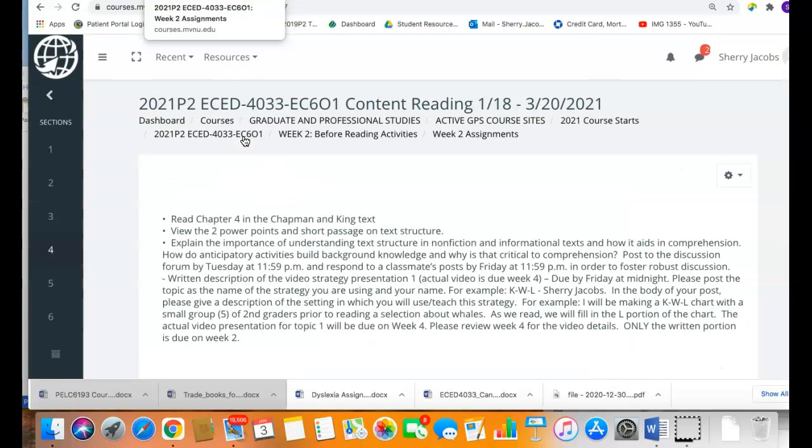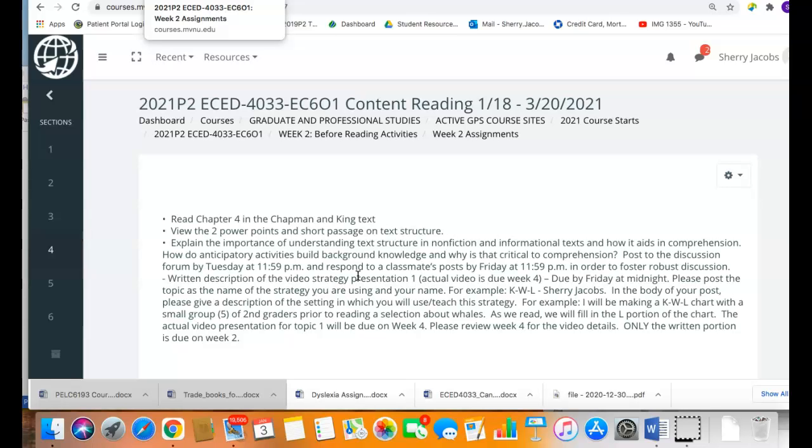And here are our assignments. You're going to be reading Chapter 4 in the Chapman and King text, viewing the 2 PowerPoints, and the short passage on text structure. One of the most important things that we need to keep in mind that makes navigation through nonfiction text in the content areas difficult is a lack of understanding about text structure in those texts. And so you have to be able to understand how to navigate the text structure to be able to comprehend the text. And this is where vocabulary plays a huge role as well.